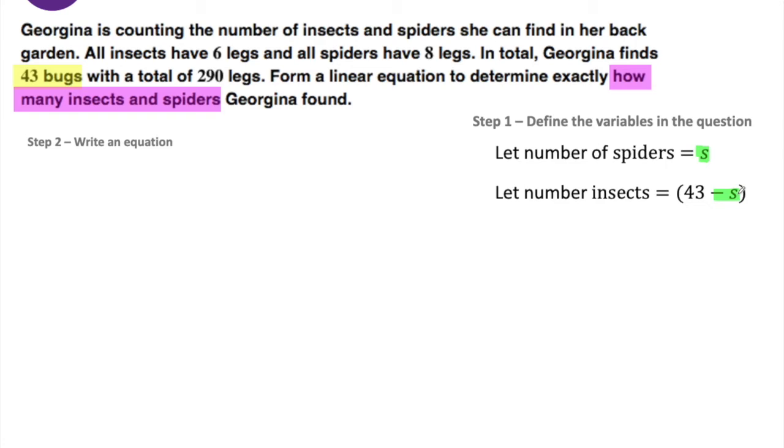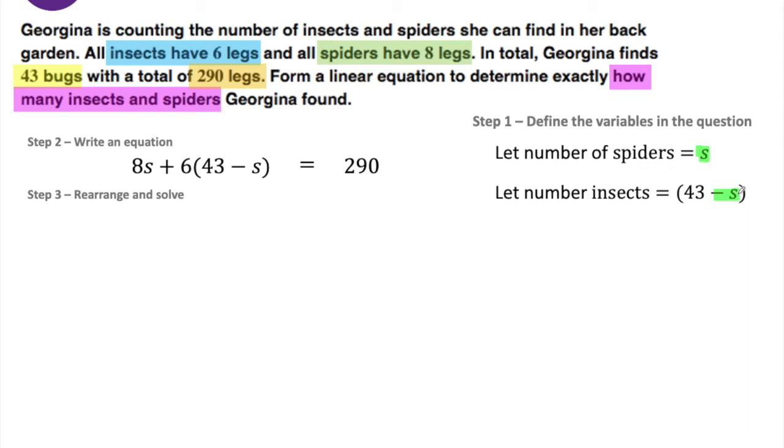So based on the other information in the question, I know that insects have 6 legs and spiders have 8 legs. So I'm going to develop an equation for the number of legs in total. So the number of legs in total for spiders is going to be 8 times S. And for insects, it's going to be 6 times 43 minus S. And that's going to equal a total of 290 legs. So that is the equation that I now need to go ahead and rearrange and solve to complete step 3.